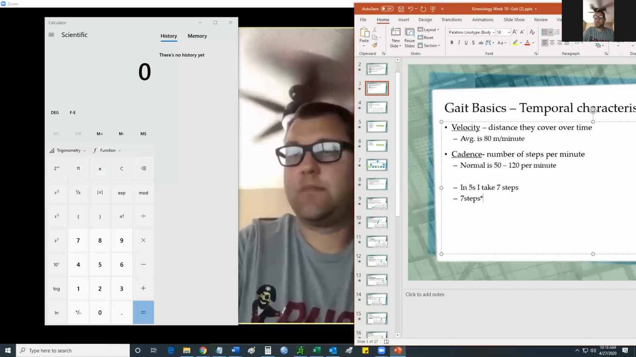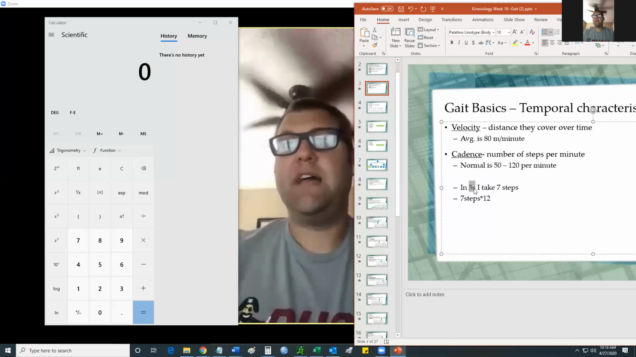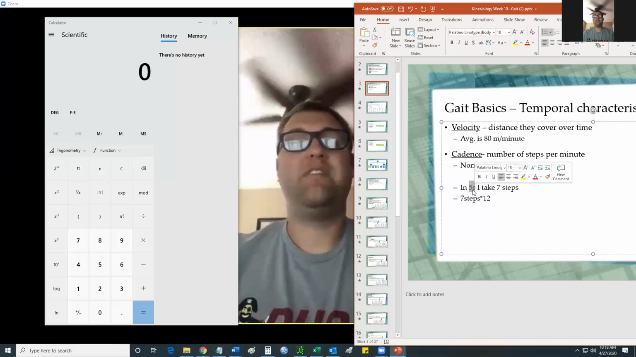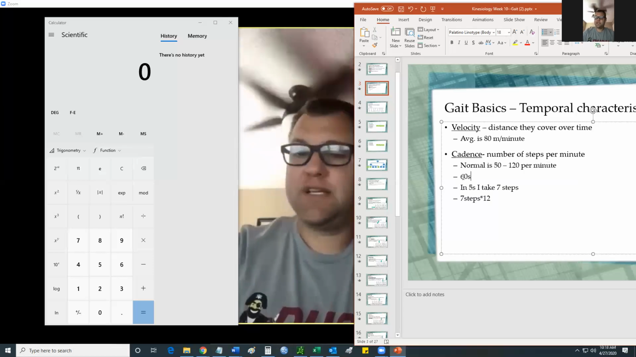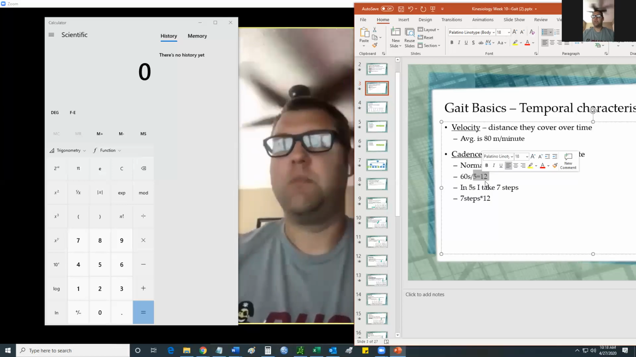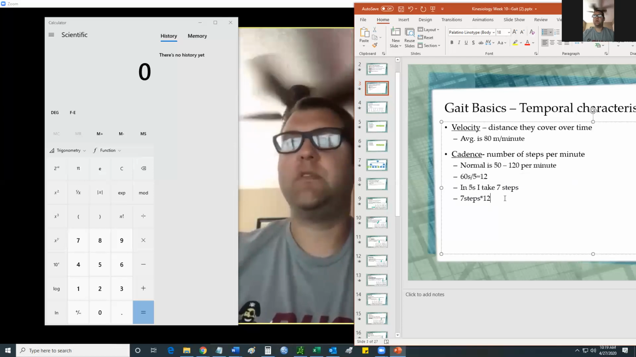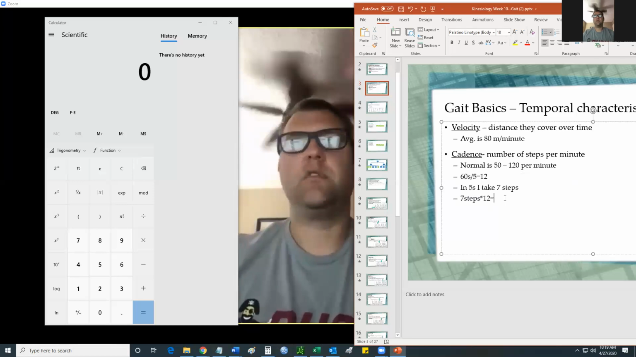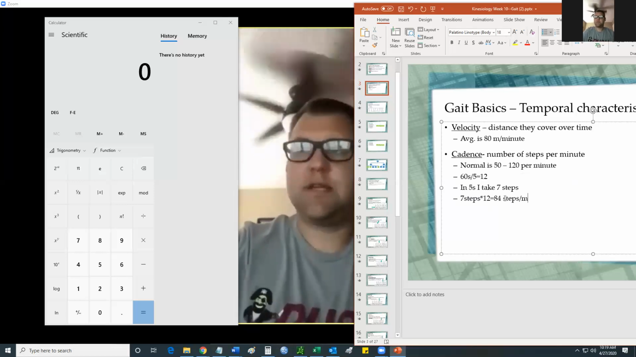times 12, because 5 seconds is 1/12 of a minute. If you took 60 seconds divided by 5, it equals 12. So I multiply my steps that I took in 5 seconds by 12, and that would equal a cadence of 84 steps per minute.